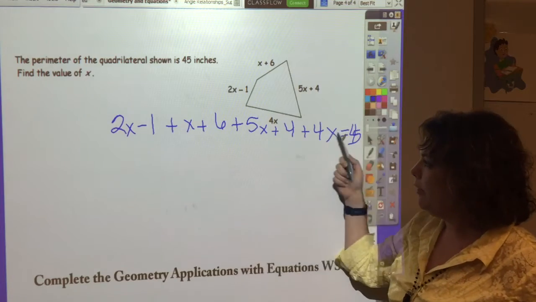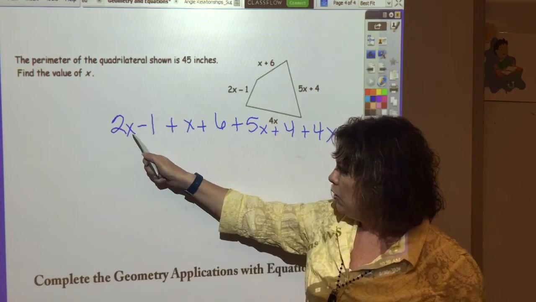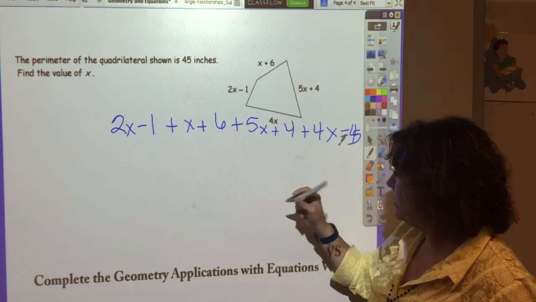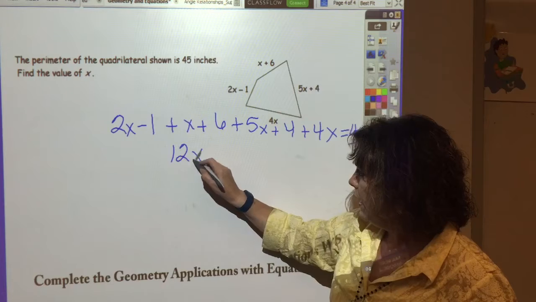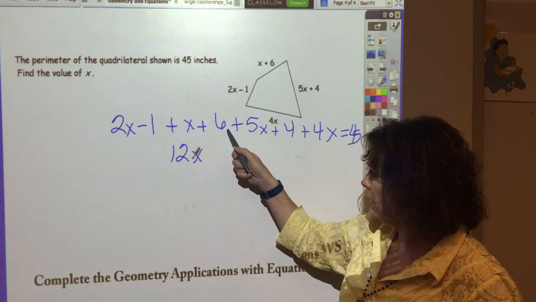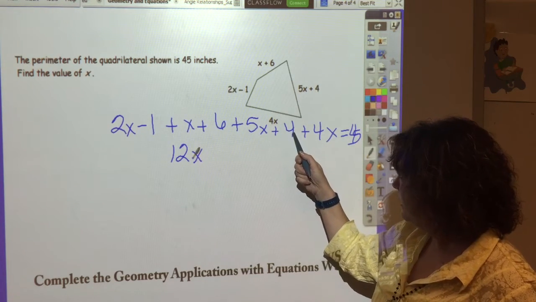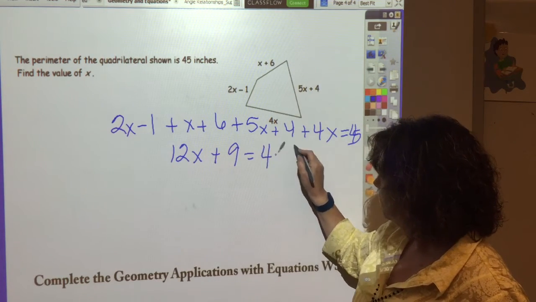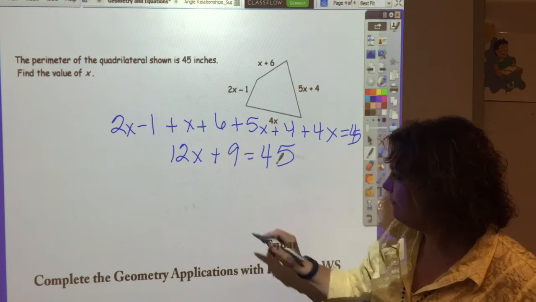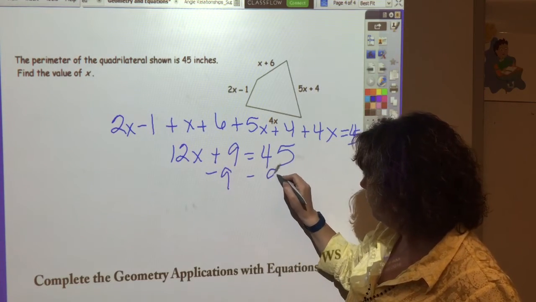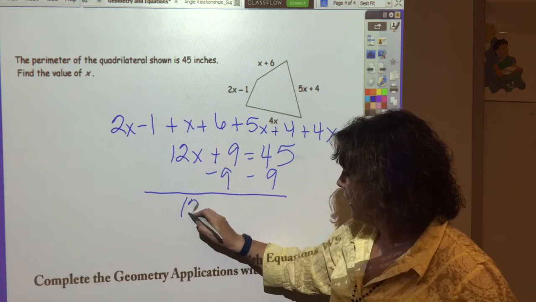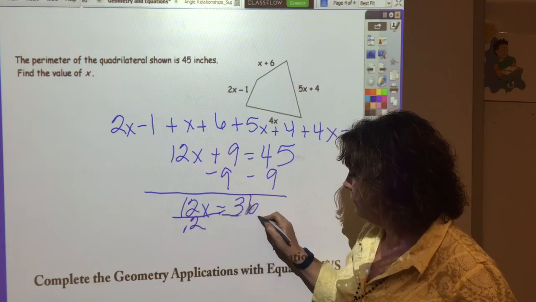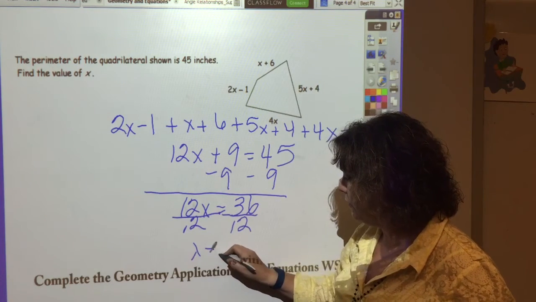So I've got to combine all my terms. So I've got 2 plus 1x, 3 plus 5x, 8 plus 4x, 12x. And then I have negative 1 plus 6 is 5, plus 4 is 9, and that's it, equals 45. So I'm going to subtract 9 from both sides. So 12x equals 36, and I'm going to divide by 12 and divide by 12, and so x equals 3.